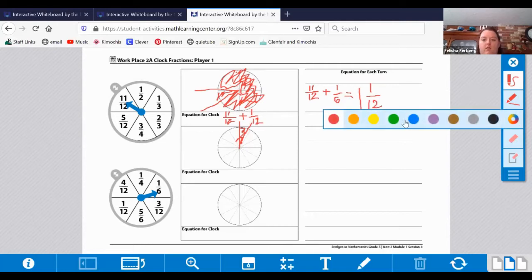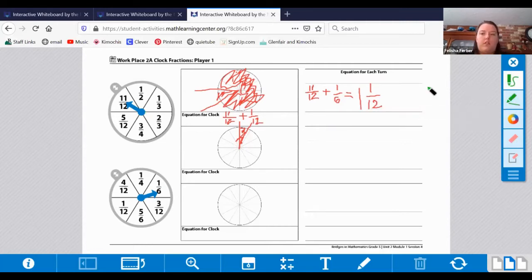All right. Turn number 2, change the colors, gonna go for green. Spin and spin. 5/12 and 5/6. So 5/12 plus 5/6. Now, if there was a lot of room left on this other clock, I would add that equation up here, but this one is full and 5/6 is almost a whole as well. So there's really no point in adding it up here.